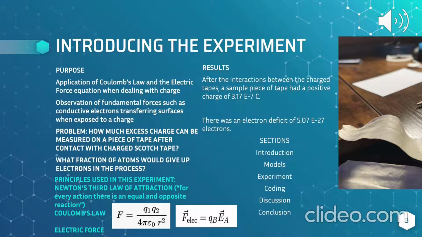A brief debrief of the results: after the interactions between the charged tapes, the sample piece had a positive charge of 3.17e-7 coulombs, while there was an electron deficit of 5.07e27 electrons. And to the right, you can see an image of the experiment result.